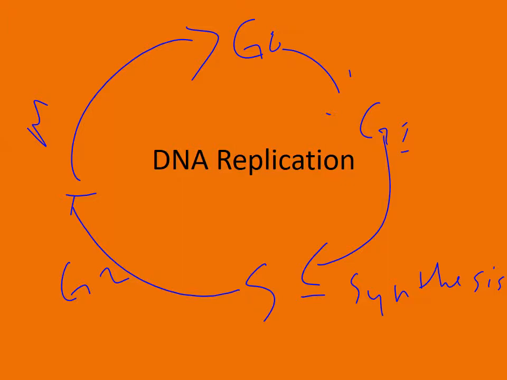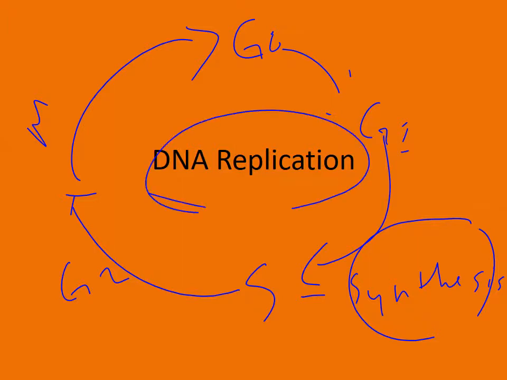Well, how do you create those genetically identical cells? That happens in the synthesis phase, or S phase. And this is how that happens: DNA replication.